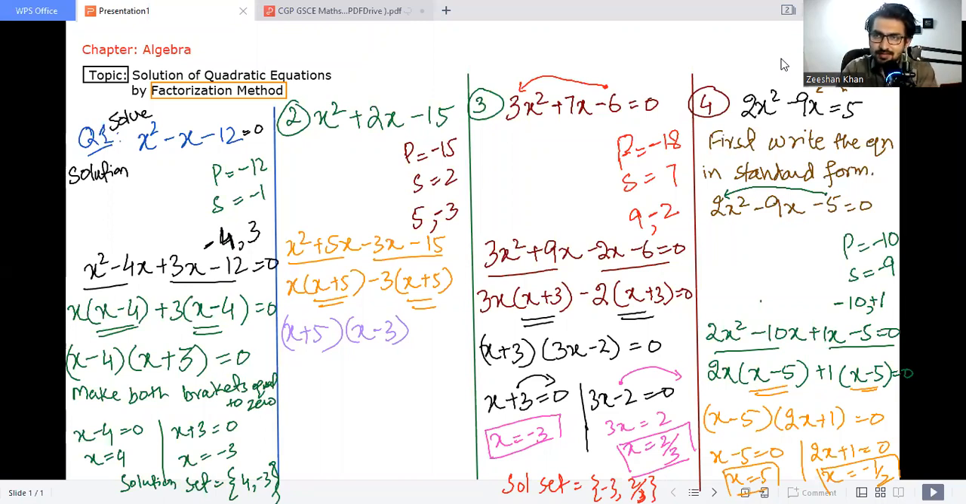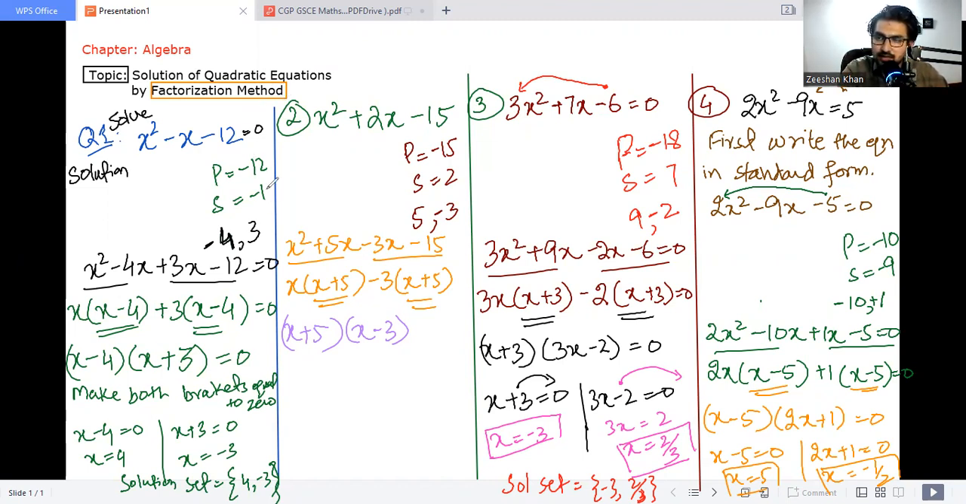This is the next lesson of the chapter Algebra. So we will continue. In this lesson, we will start discussing the solution of quadratic equations by factorization method. In the last lesson, I explained that there are three methods to solve a quadratic equation: factorization, quadratic formula, and the third one is completing the square. So this is the first one.